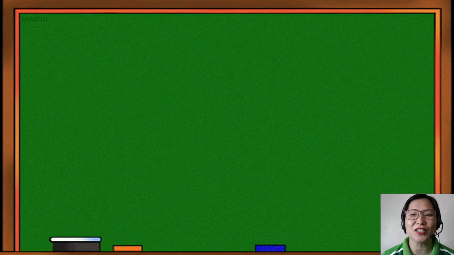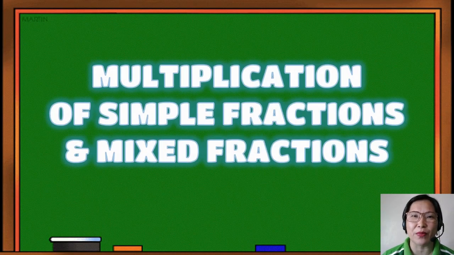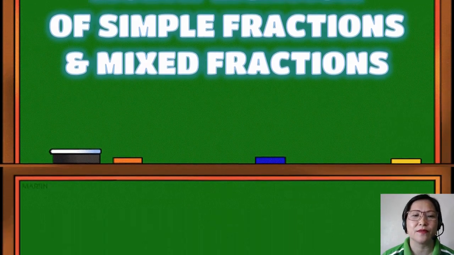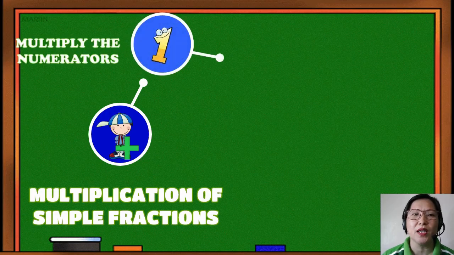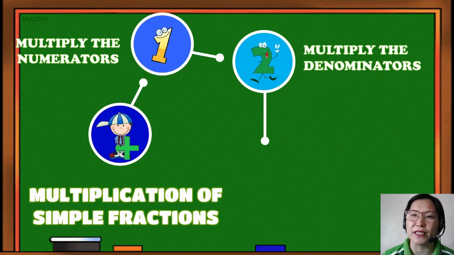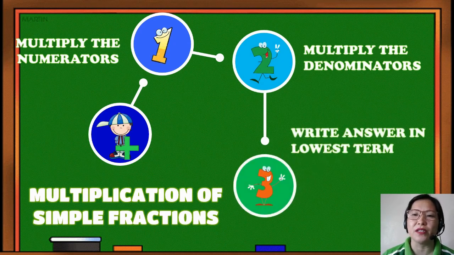Hi, we are now at week 2 of our lesson. And for this week, we are going to have this topic, multiplication of simple fractions and mixed fractions. In multiplication of simple fractions, we have 3 rules. Number 1, multiply the numerators. Number 2, multiply the denominators. And the third, or number 3, is write answer in lowest term. Always remember these 3 rules that we are going to use as we multiply simple fractions.